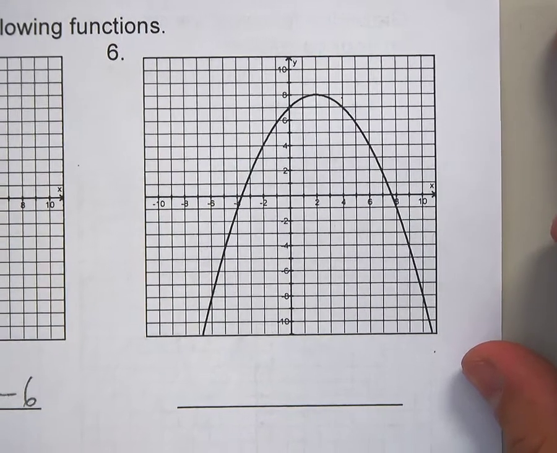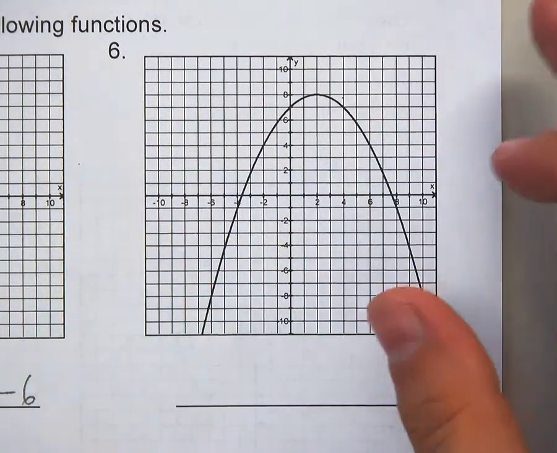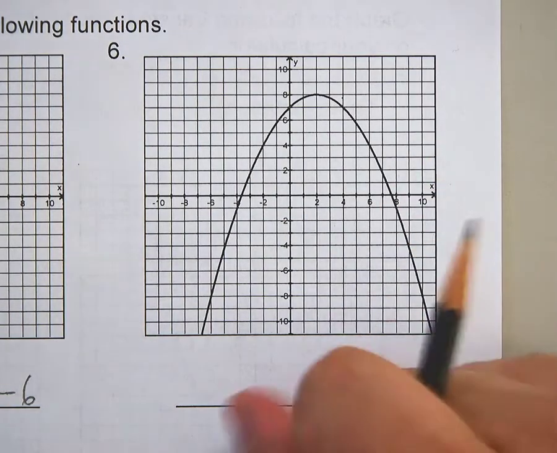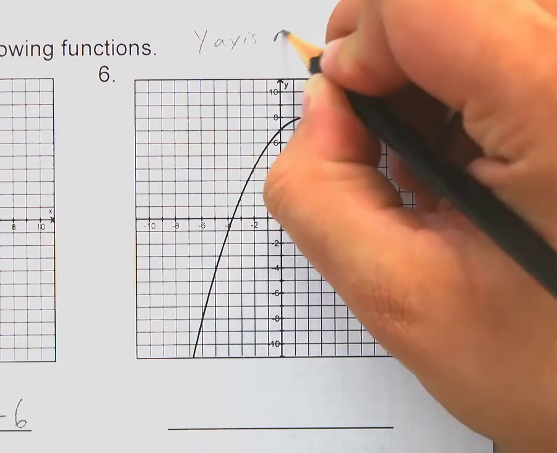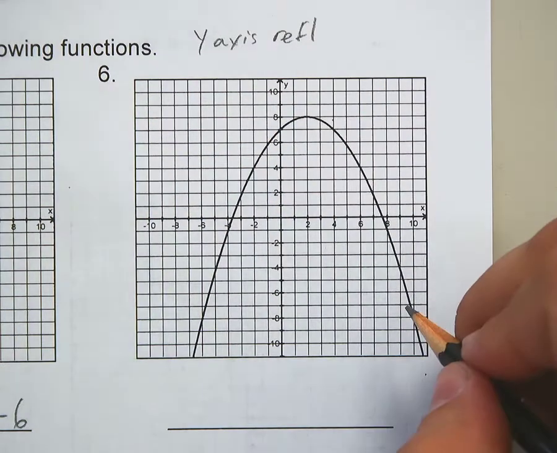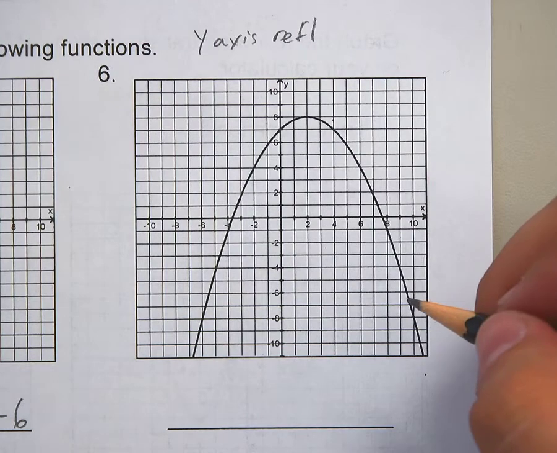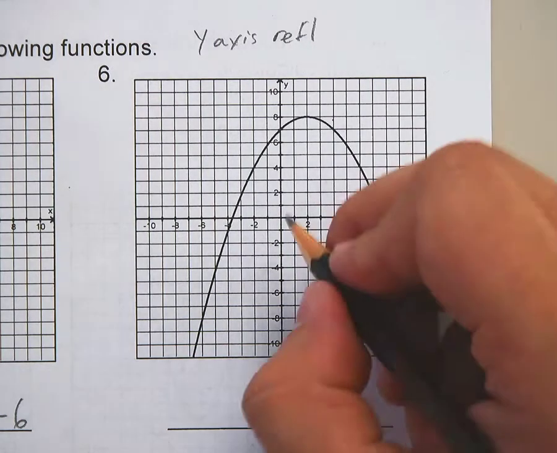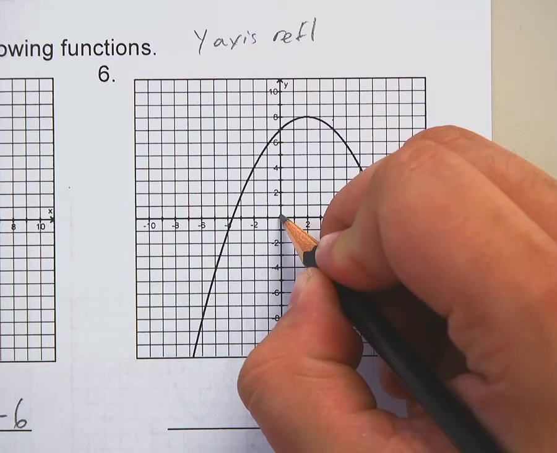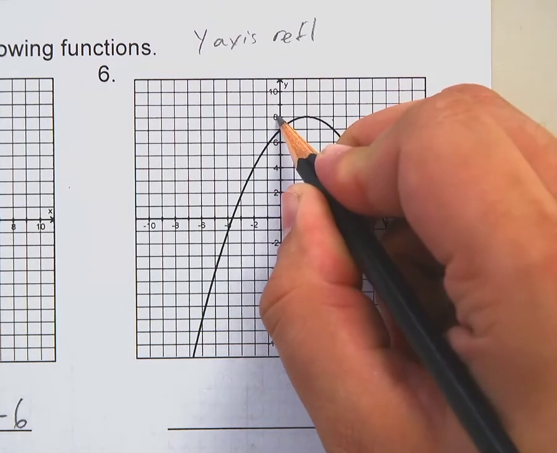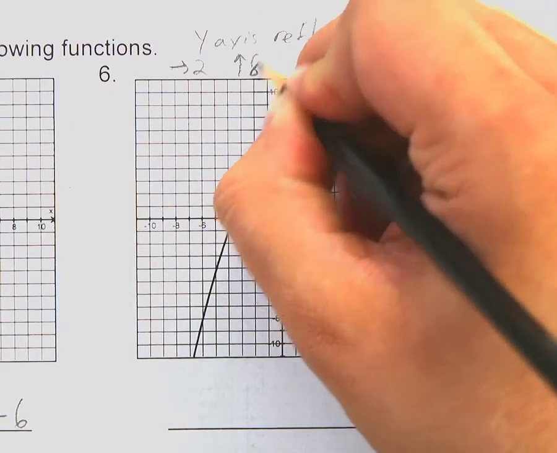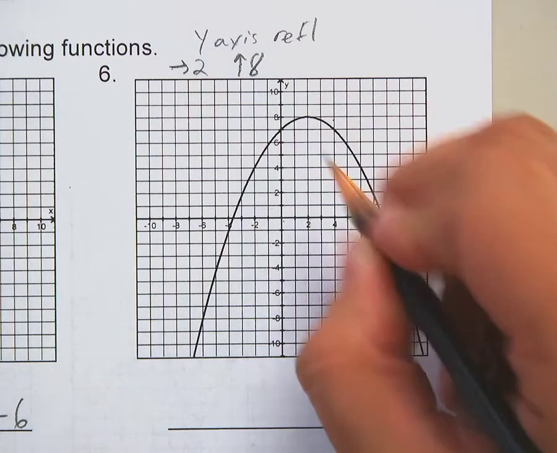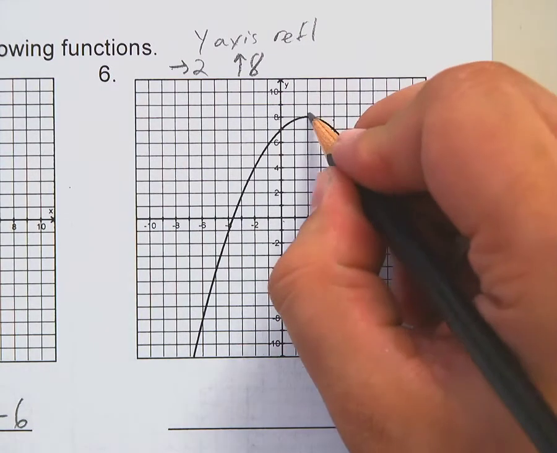All right, so let's write this down on number 6. This one is a little bit of everything. The first thing that popped out to me is it's a y-axis reflection. That means I'm going to have a negative in front of everything. All right, the next thing, it was right here. So I'm going right, let's see, I'm going up 8 and right 2. That gets me from 0, 0 to 2, 8, where it is now, where my new vertex is.